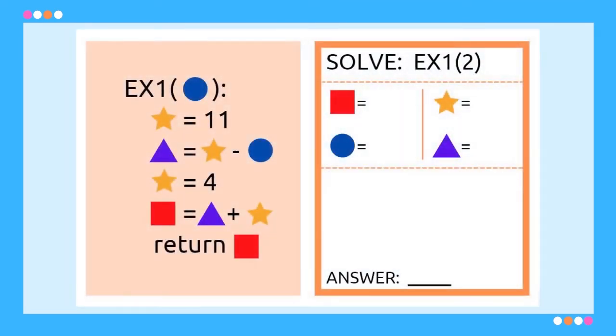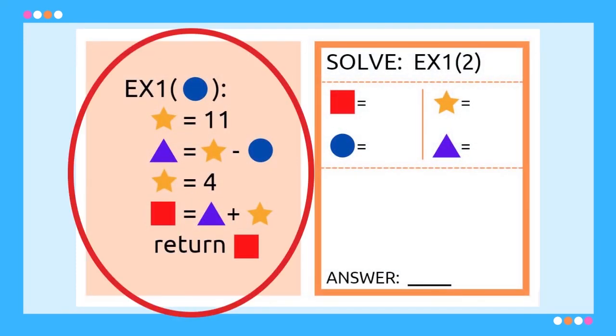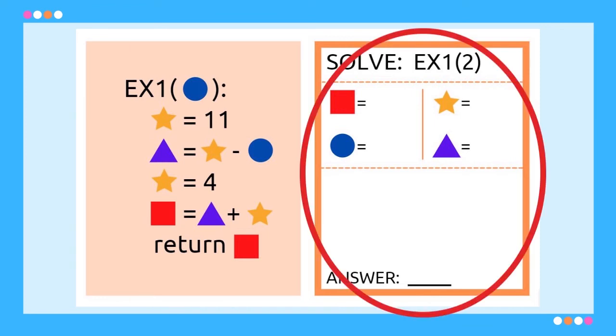The functions we learn how to do today are going to look like this. You might be wondering why there are shapes in this function. Well, these shapes are representing variables. Variables are like programming storage bins that can hold a value so that it can be used in multiple calculations. I think the easiest way to show you this is through an example. So on the left here, we have a function, and on the right, I have my workspace.